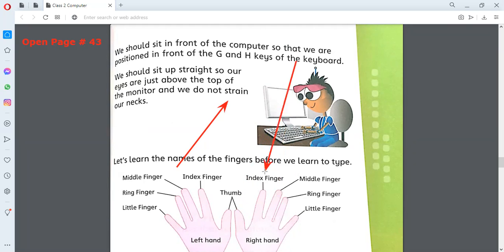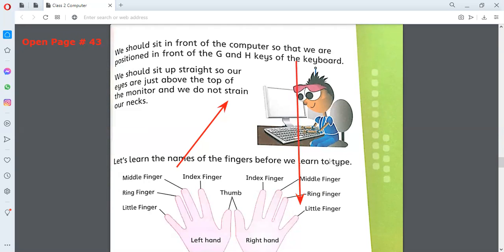Why am I telling you the names, or why are the names mentioned in the book? Because we place our fingers according to their names. For example, if I have to place the little finger on the letter E, how will I tell you which finger to place on E? That's why the names of fingers are important.